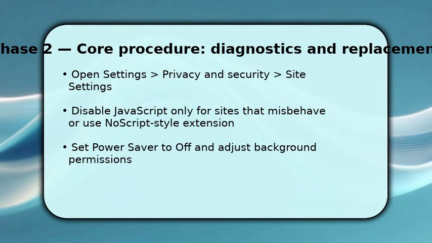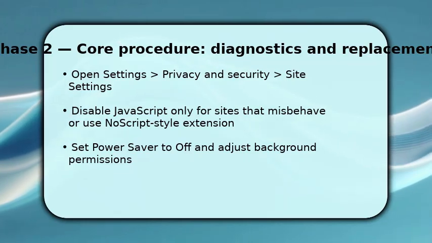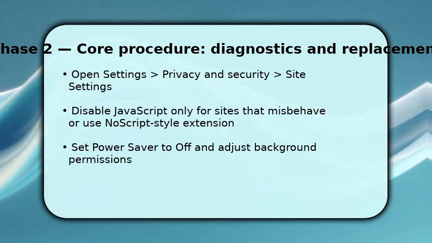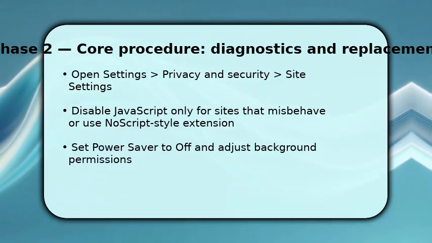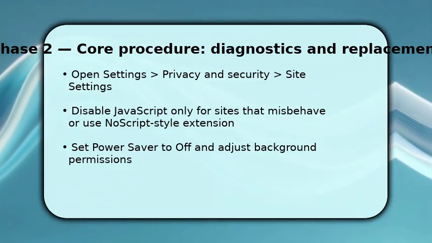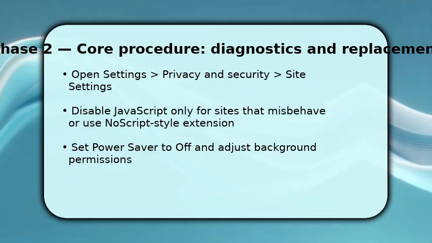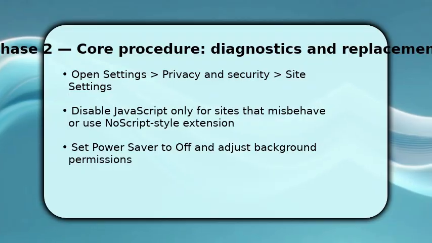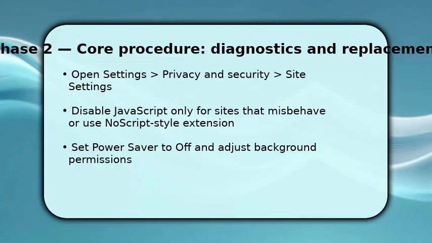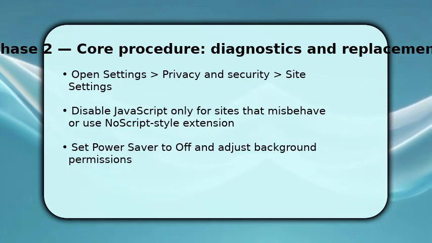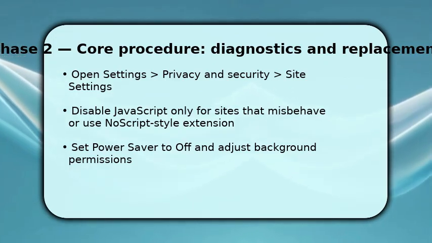Once done with flags, head to Settings and go to Privacy and Security, then Site Settings to control per-site behavior. You can disable JavaScript for a problematic site or install an extension that blocks or delays scripts. This prevents pages from forcing reloads. Also open System Settings and turn Power Saver off, and make sure background sync and permissions are allowed only where needed. These steps reduce Chrome's reason to refresh tabs while keeping important functionality intact.